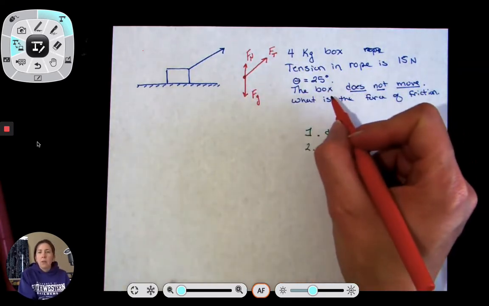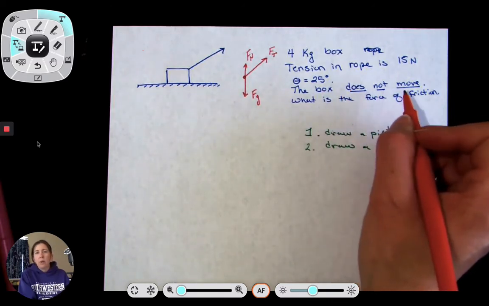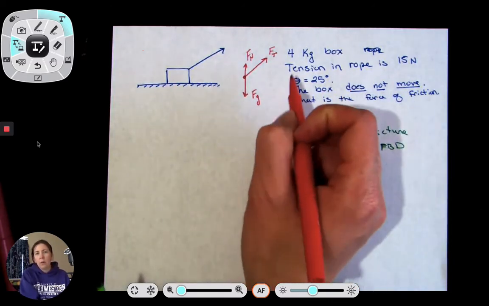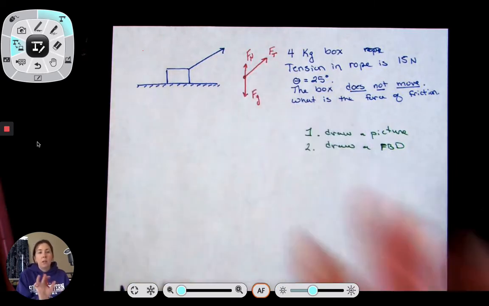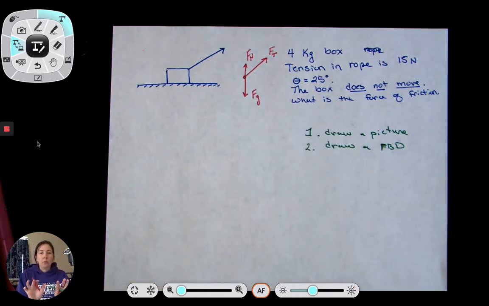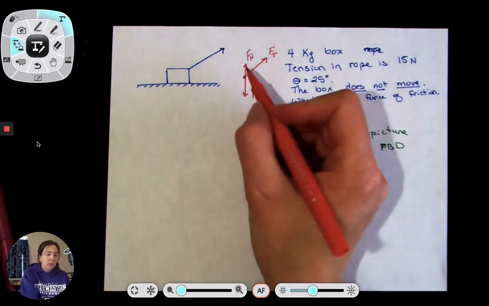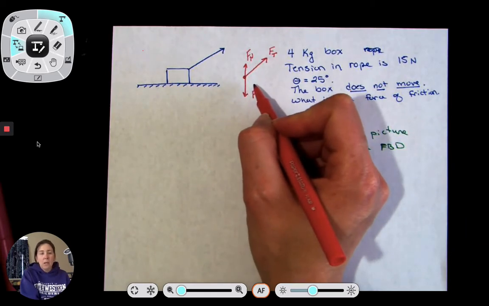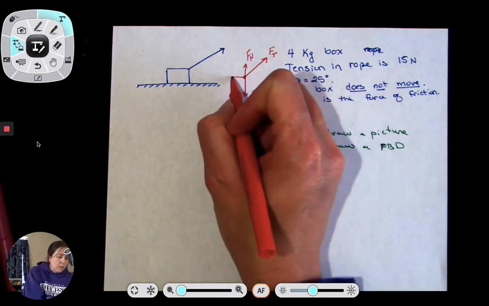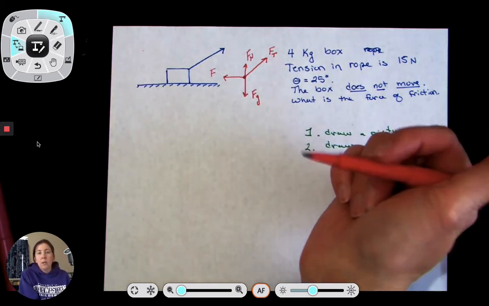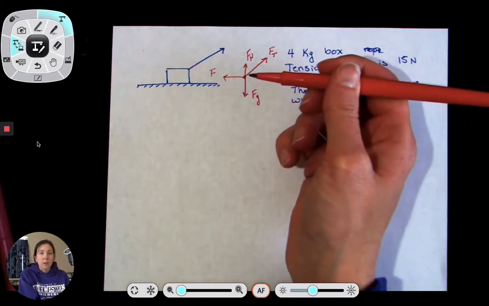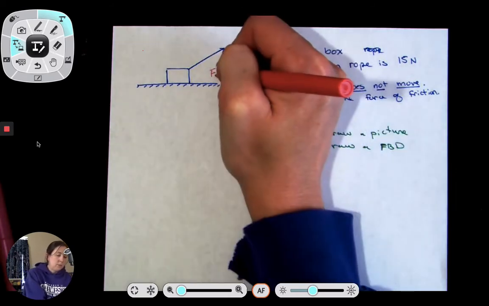Now here it says the box does not move. So when I look at my free body diagram, if the box does not move, then the left forces need to be equal to the right forces, and the up forces need to be equal to the down forces. As I'm looking at this, this is not balanced, so I need to add a backwards force onto my force diagram. That force that's preventing the box from moving is going to be the force of friction.